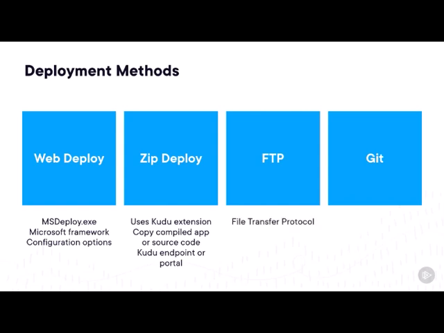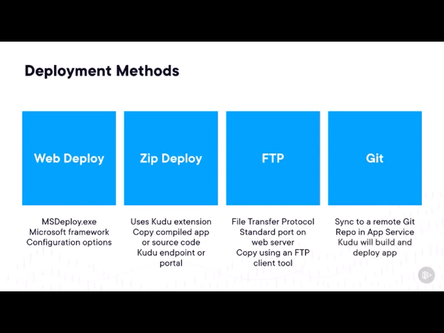FTP is the file transfer protocol, and it exposes a port on the web server that allows you to connect and view the remote file system and upload code right to the location where App Service runs the code from. And Git lets you synchronize your local Git repository to a remote repository on the Azure App Service. And Kudu will build and deploy your source code to the App Service for hosting. So let's start by creating an application in Visual Studio that we can deploy to the App Service.